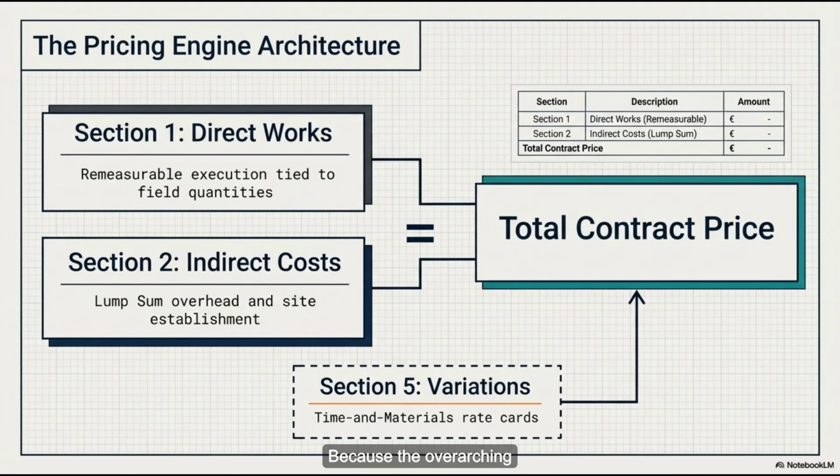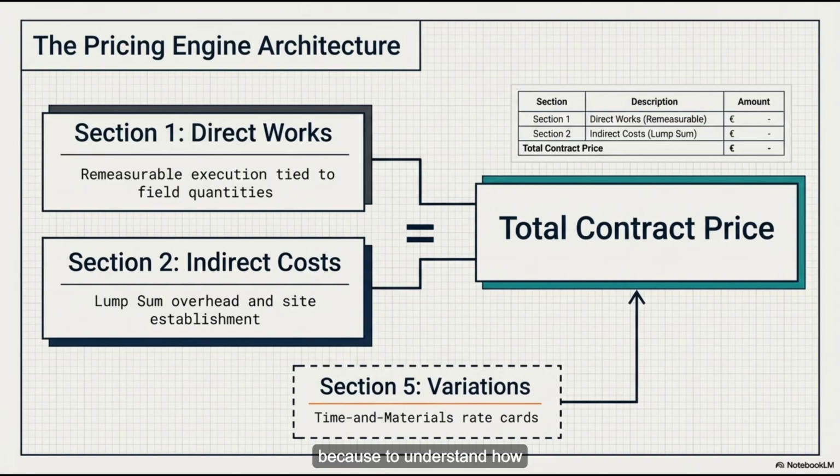Because the overarching theme of a document like this, and you see it right from page 1, is this desperate attempt to force absolute mathematical certainty onto an environment that is, by definition, unpredictable. Because the Earth itself is unpredictable. Exactly. The weather changes, supply chains fracture, things go wrong. But this pricing schedule basically creates a rigid financial boundary around all of that chaos. It has to, or the project goes bankrupt before it starts. Okay, let's unpack this foundational structure.